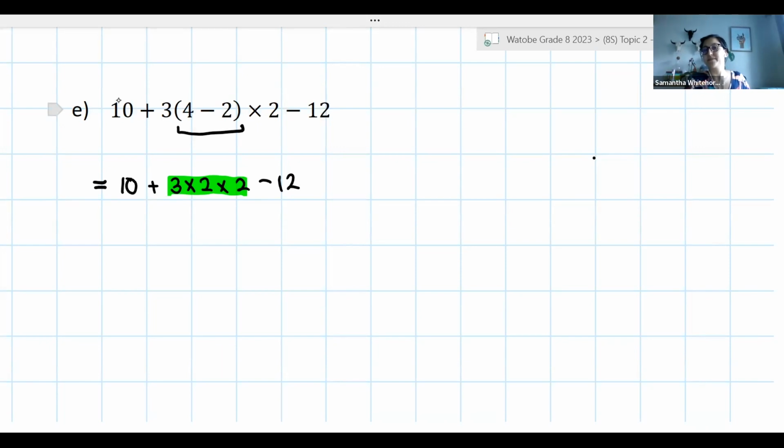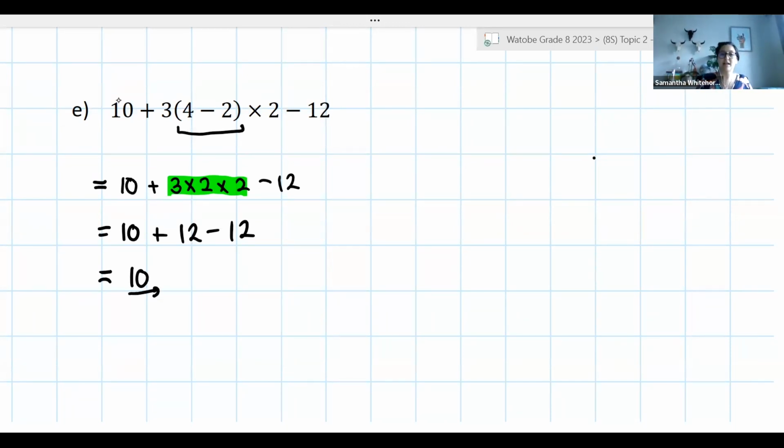The answer for the multiplication is 12. Excellent. So we've got 10 plus 12 minus 12. And now only are we going to do the addition and subtraction. So what is our final answer here, Bia? 10. Excellent. Well done.